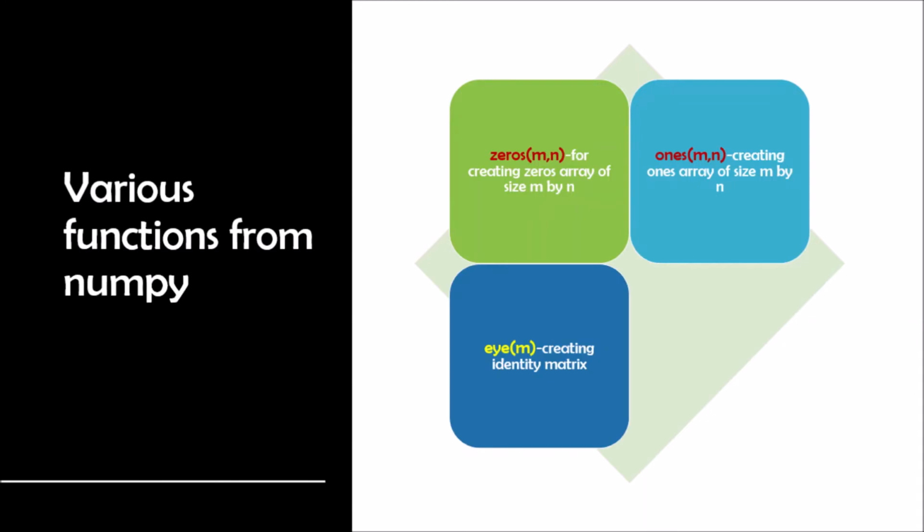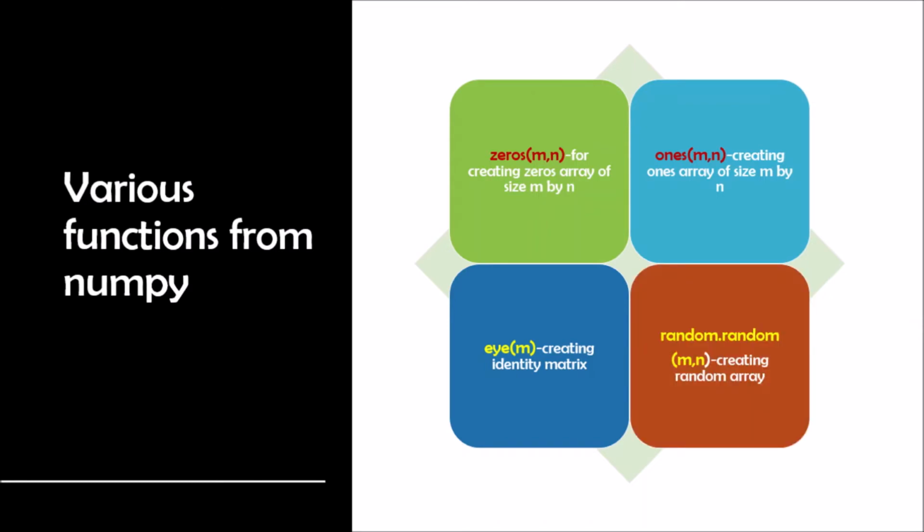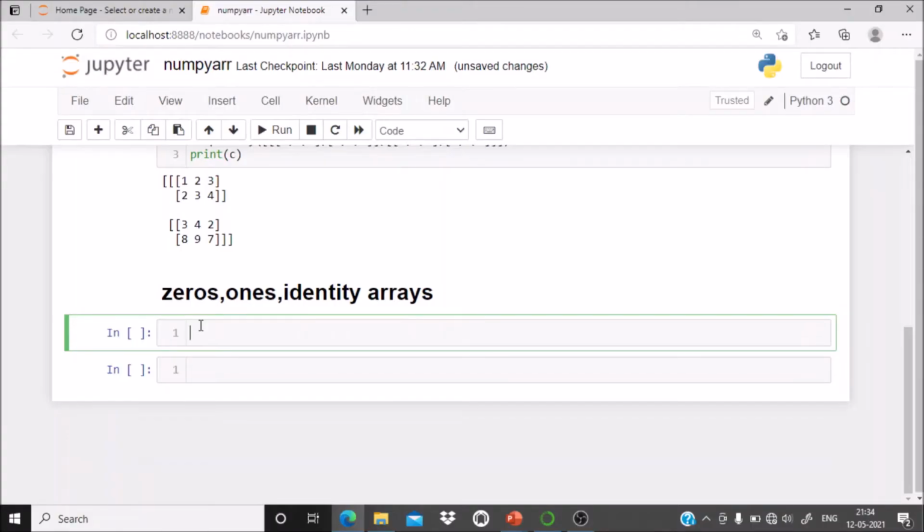Now if you want to create an identity matrix or identity array, then you can use I, and you have to pass one single element m. And in case of a random array, you have to use random.random and pass m comma n. It will create a random array of size m by n.